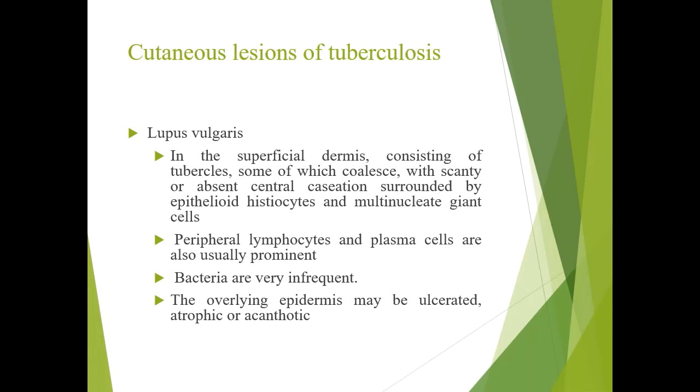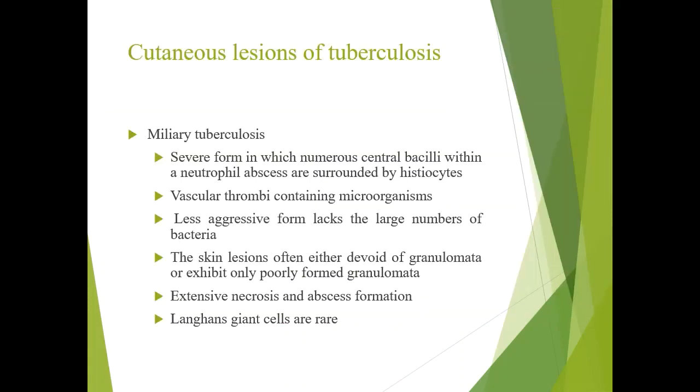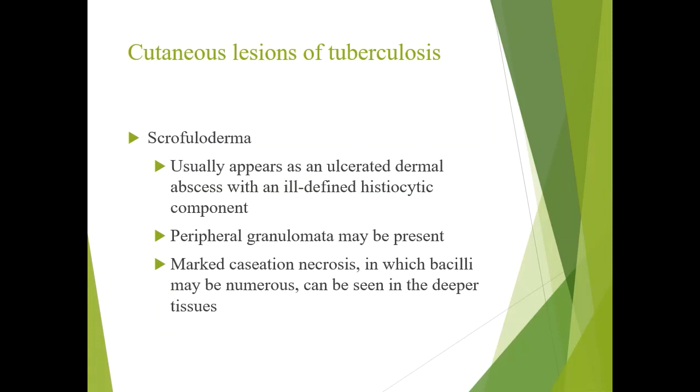Here you can see an abundant dermal infiltrate in a case of lupus vulgaris. Extensive necrosis and abscess formation will be present. Scrofuloderma usually appears as an ulcerated dermal abscess with an ill-defined histiocytic component. Peripheral granulomata may be present. Marked caseation necrosis, in which bacilli may be numerous, can be seen in the deeper tissues.